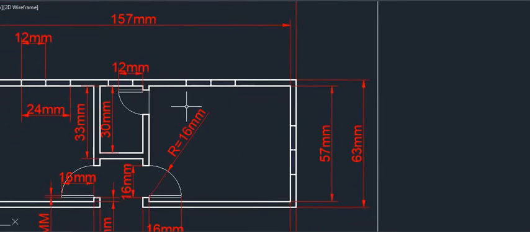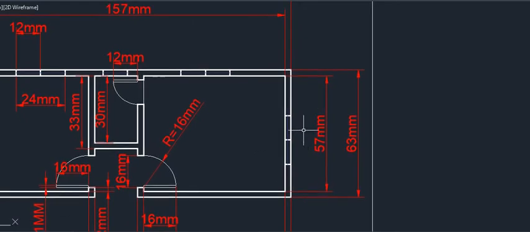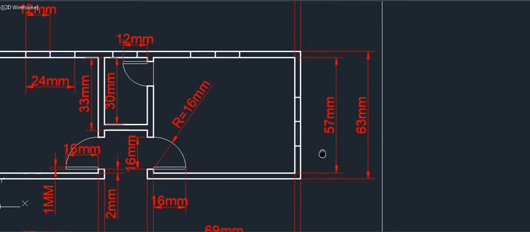Here you have 2 windows and then another 2 windows, so just draw this according to where they are located. And then on this side we have the outer wall line having a length of 63 millimeters, and the interior wall line is 57 millimeters.